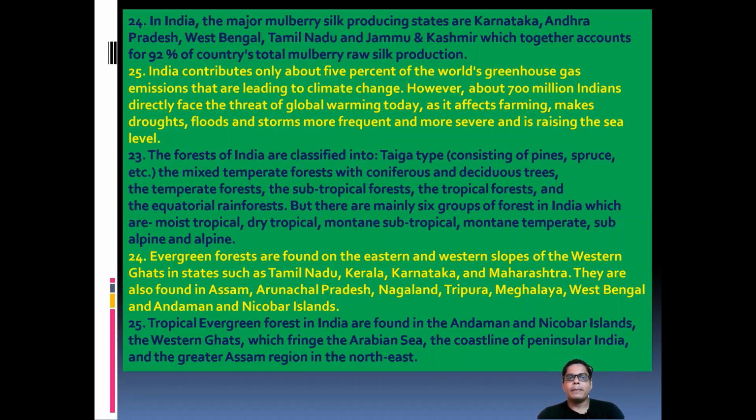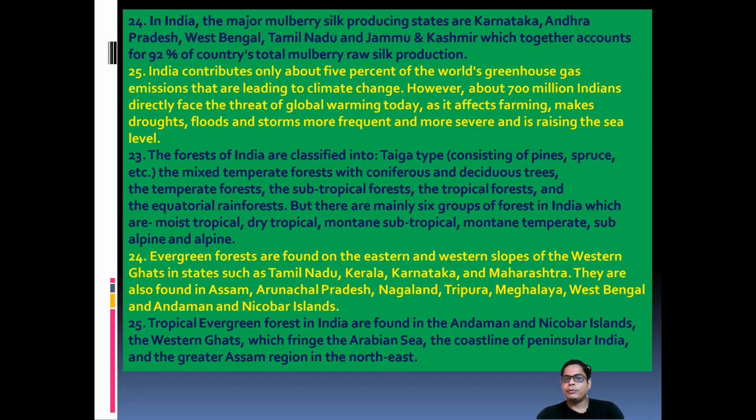The forest of India is classified into, perhaps you can say, coniferous, taiga, mixed coniferous, deciduous, tropical deciduous. So later we will discuss. Okay, in India you get only 6 types: moist tropical, dry tropical, montane subtropical, montane temperate, subalpine, and alpine. So this thing we have to understand a lot.